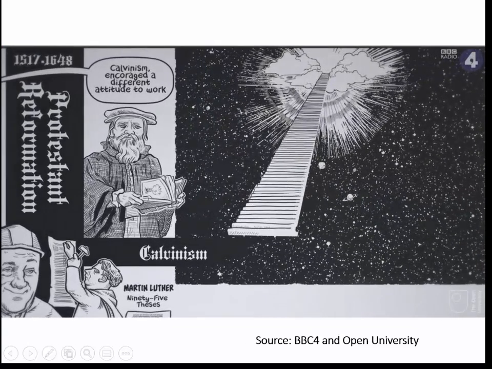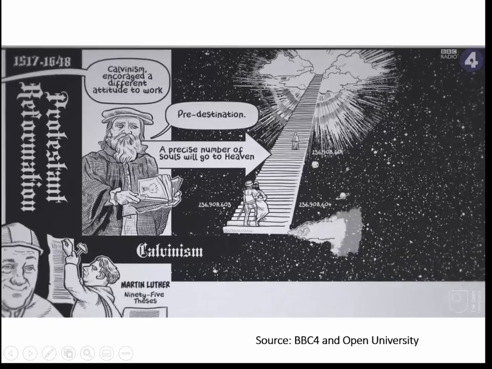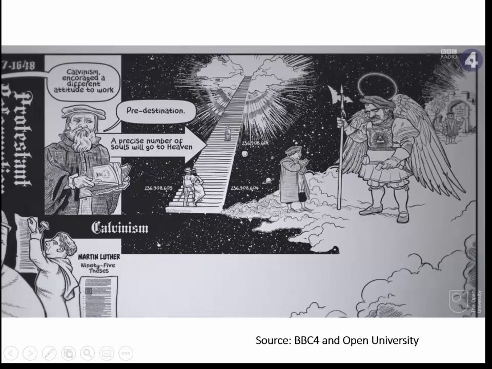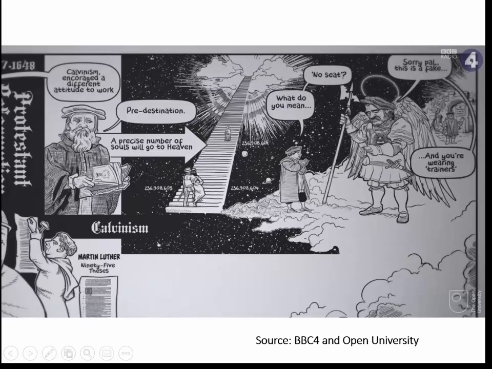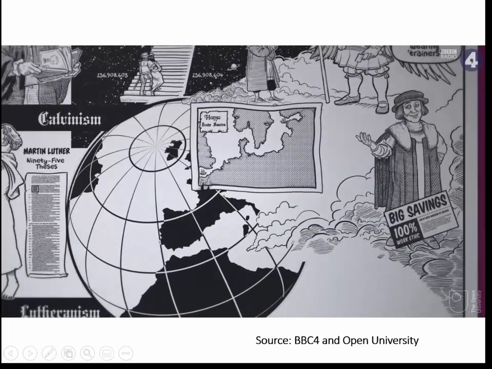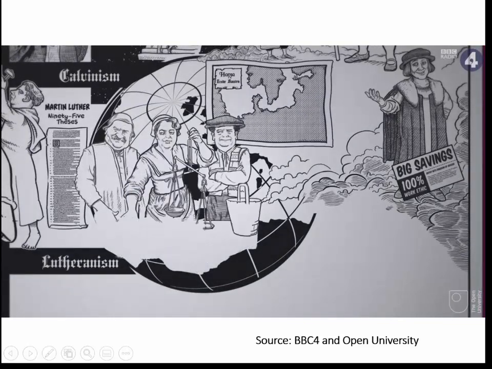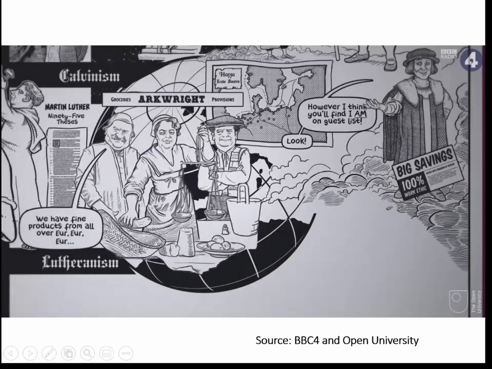Calvinists believed in predestination. A precise number of souls would go to heaven. The lucky ones had places reserved by God. However, most Calvinists were terrified there would be no seats awaiting them in paradise. They were always on the lookout for signs that they had been saved. One clear indication that they were on the guest list was that they were actively contributing to their community through their work.